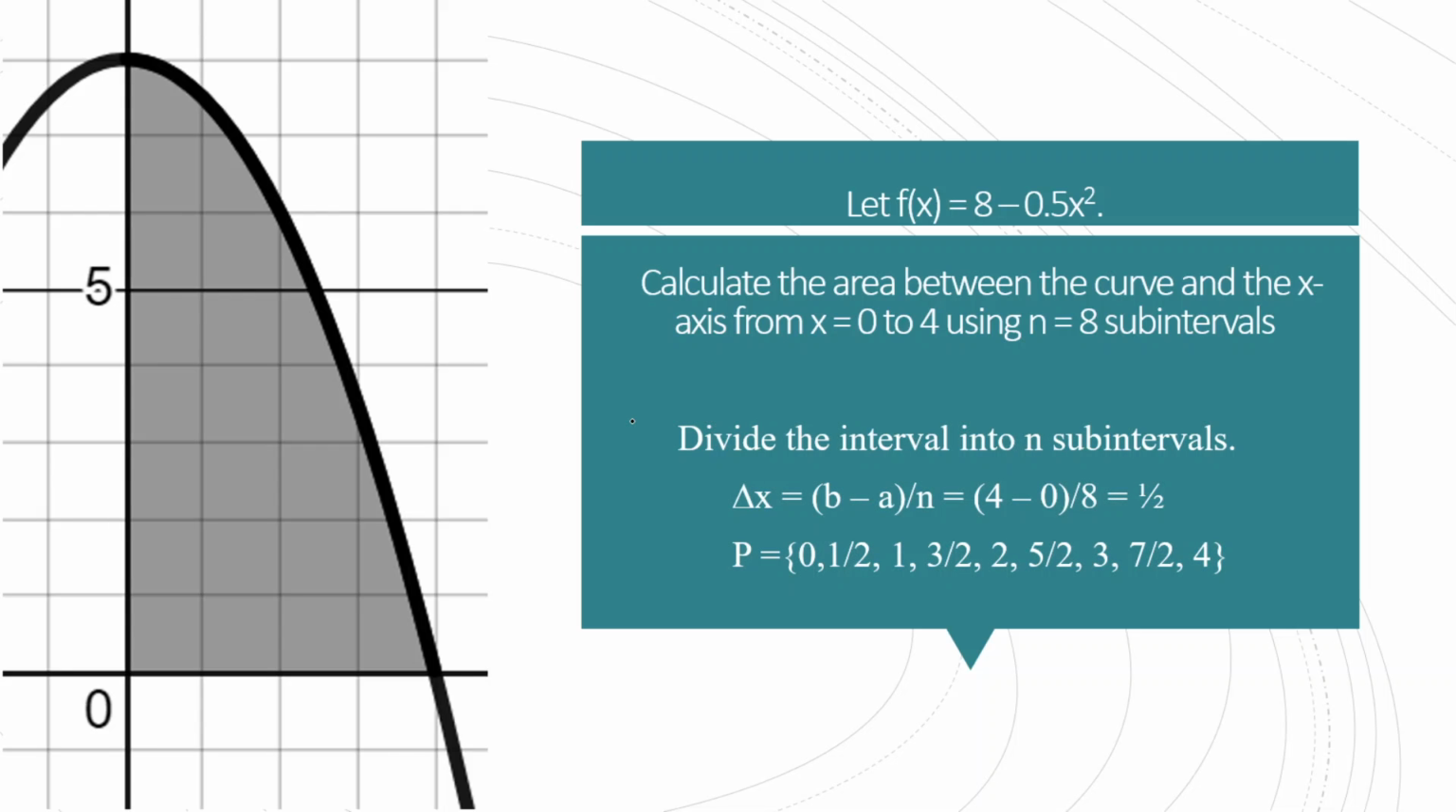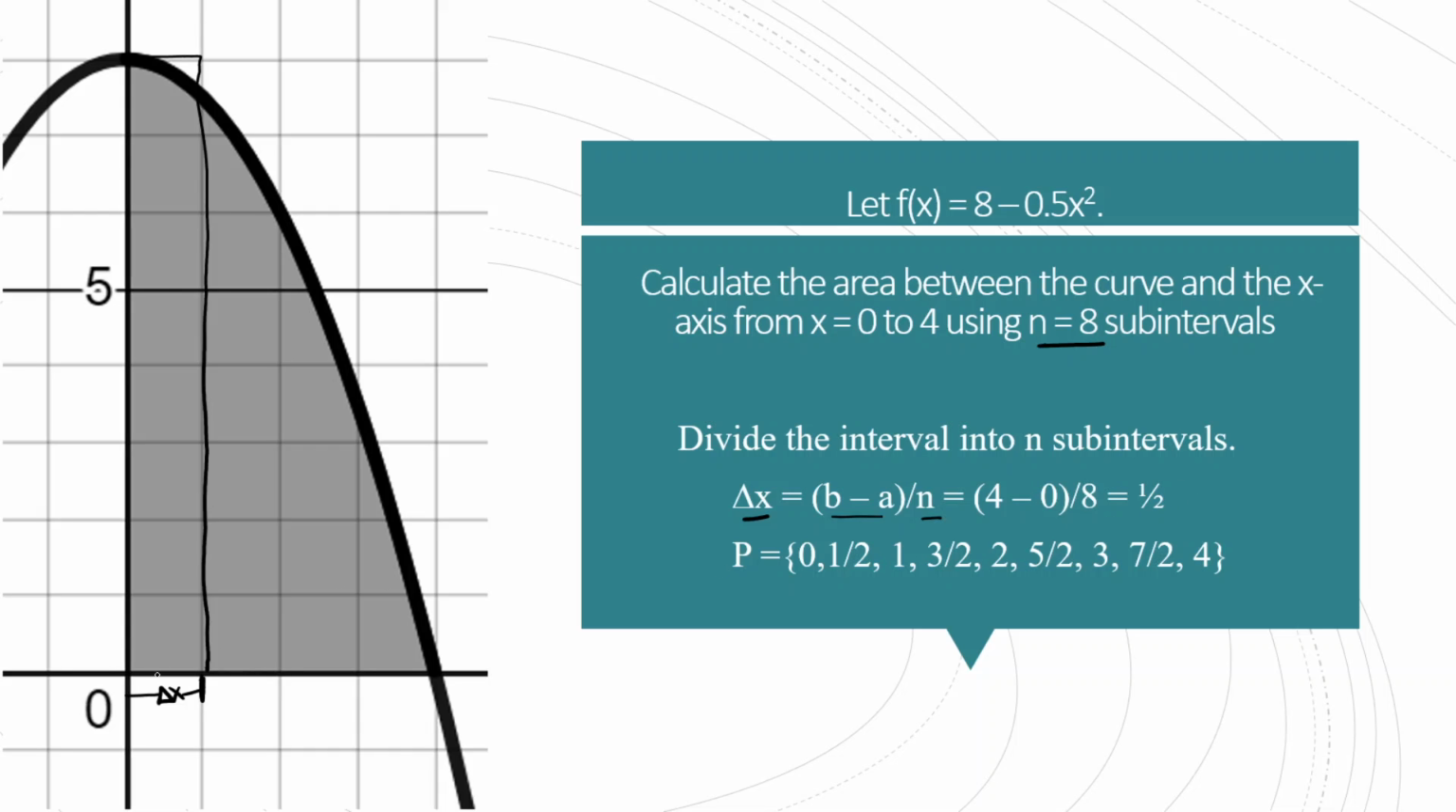So the first thing we need to do is divide our interval into these sub-intervals. So we're going to find our change in x. If I want to draw one rectangle from here to here, this distance right here is my delta x. Okay? So if I want 8 sub-intervals, we're going to take the length of the interval and divide by 8. So that gives us 1/2.